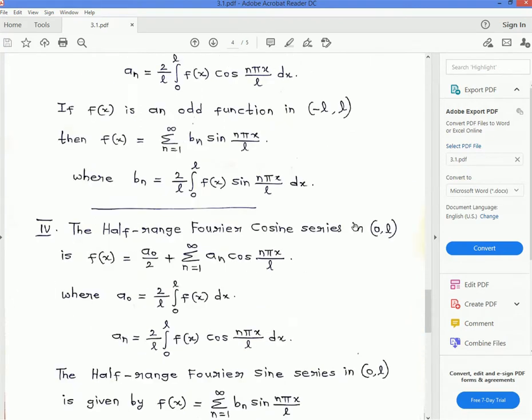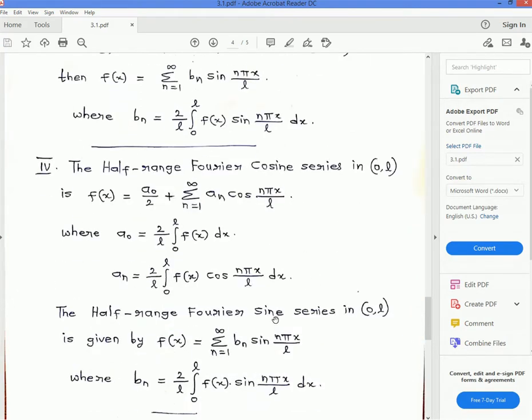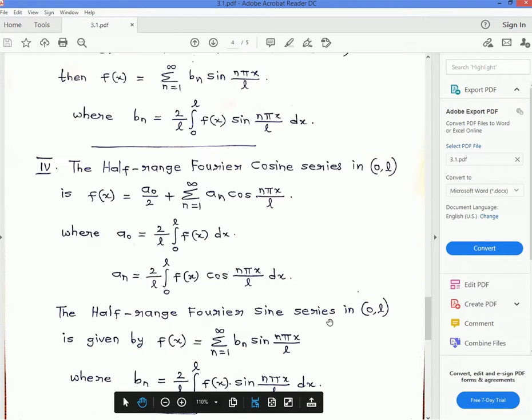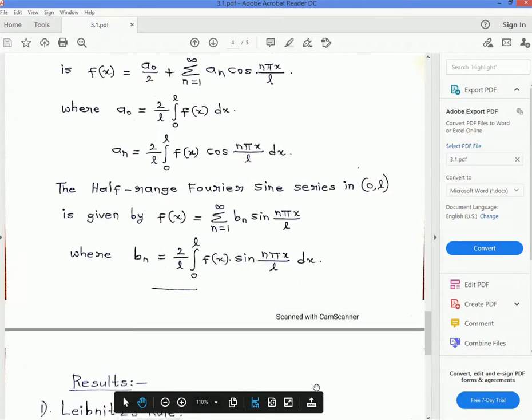Similarly, we have the half range cosine series and the half range sine series in the interval 0 to L. The half range cosine series is the same as the Fourier series for an even function in the interval minus L to L, with the same formulas. The half range sine series is the Fourier series for an odd function, with the same formula: f of x is sigma n equal to 1 to infinity b n sin n pi x by L, b n is 2 by L integral 0 to L f of x sin n pi x by L.